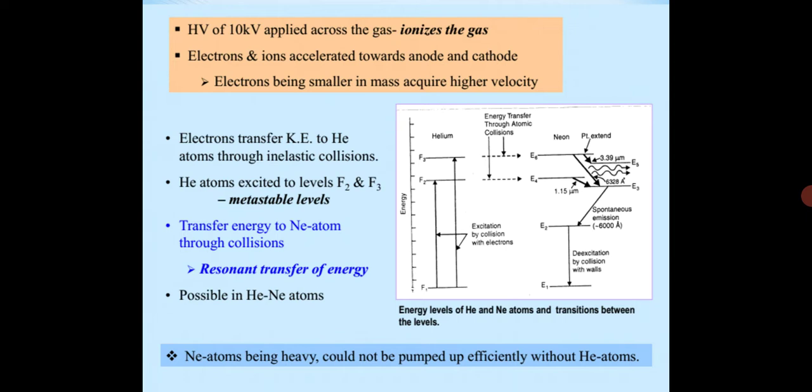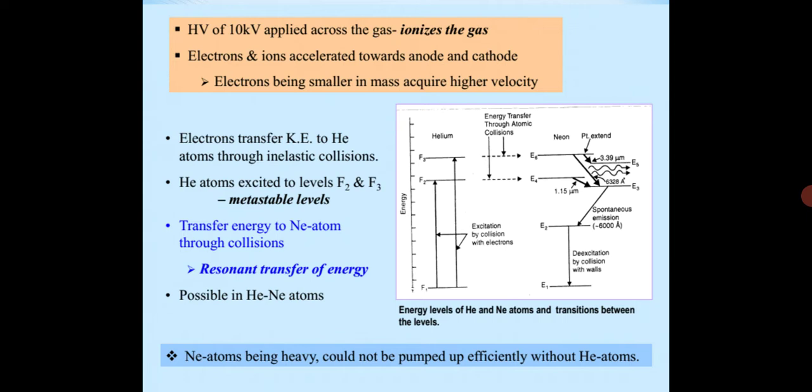Electrons, being smaller in mass, acquire higher velocity. At the time of higher velocity, they transfer their kinetic energy to the helium atoms through inelastic collision. Helium atoms are excited to level F2. Now, as shown in the figure towards the right side, you can observe over here.